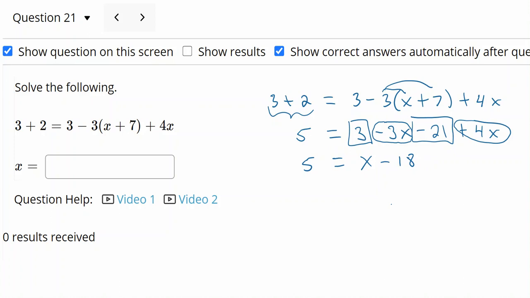Okay, that looks a lot simpler. I know how to handle that now. So we'll just add 18 to both sides. So plus 18 and plus 18. So we get x is equal to 23.